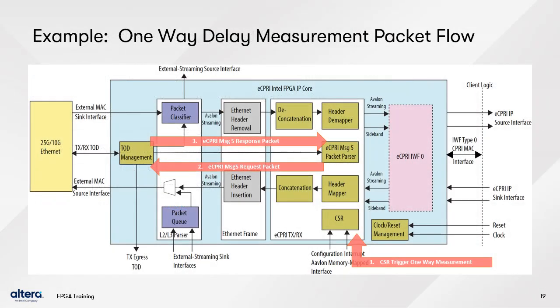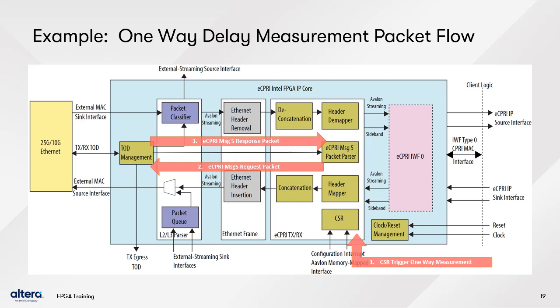This slide shows an example of using the CSR interface to perform the eCPRI one-way delay measurement on the transport link. This flow requires the Ethernet IP's PTP hardware to work. So, if the Ethernet MAC is selected without the PTP option, or if using another vendor's Ethernet MAC without PTP, then this feature will be disabled or not supported.